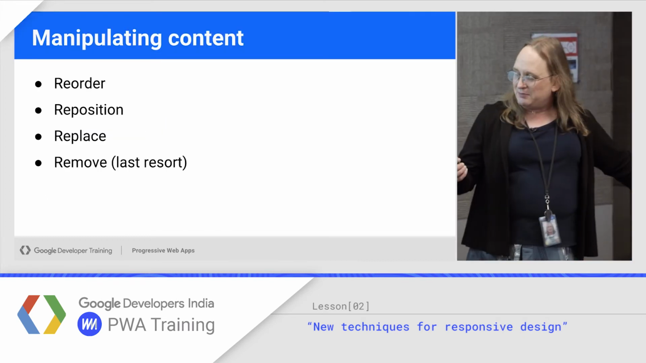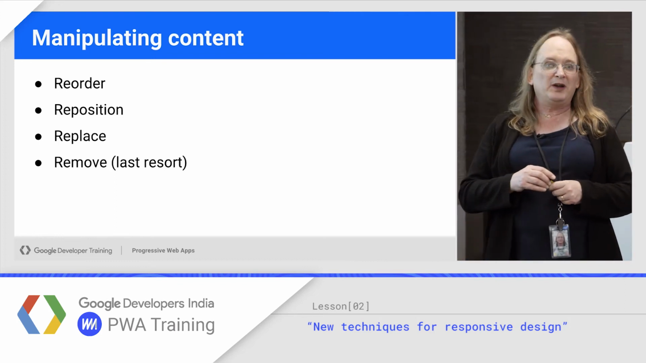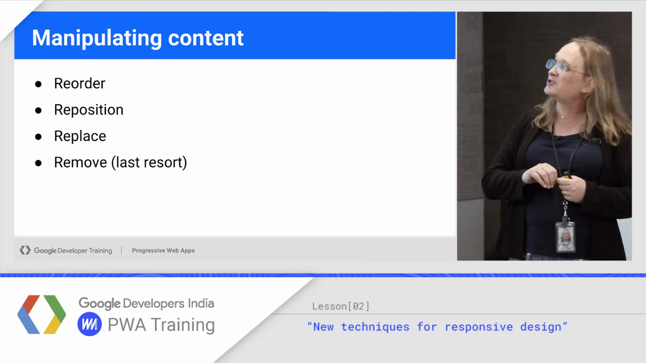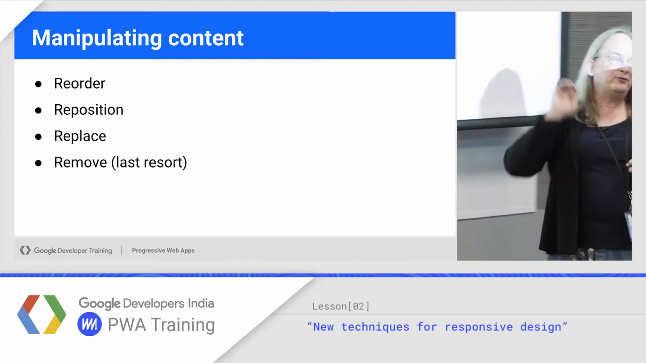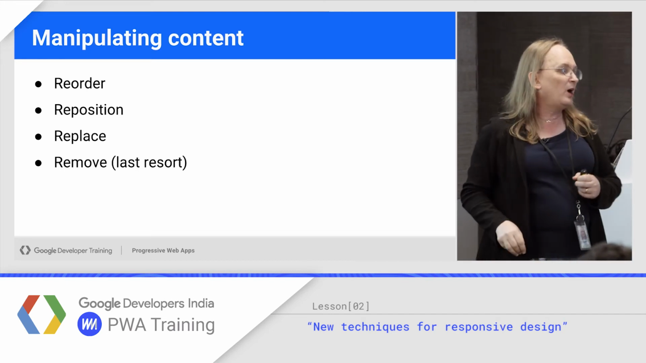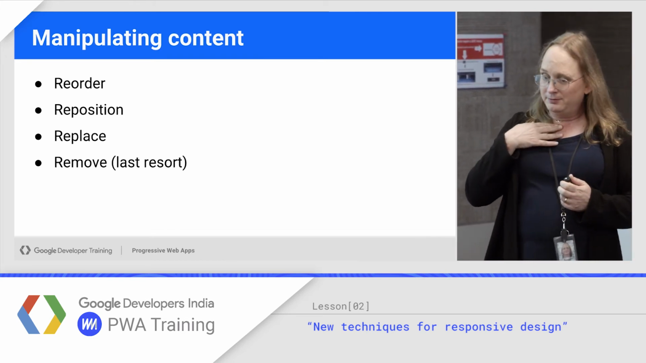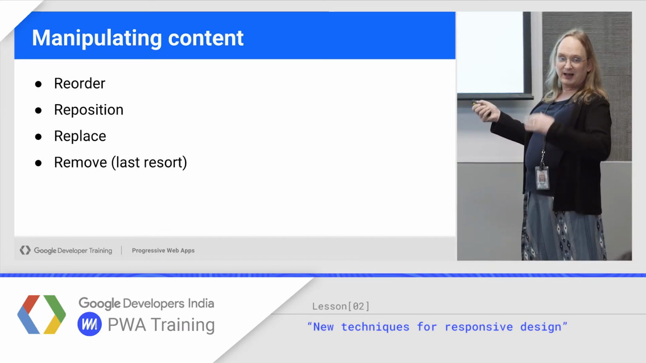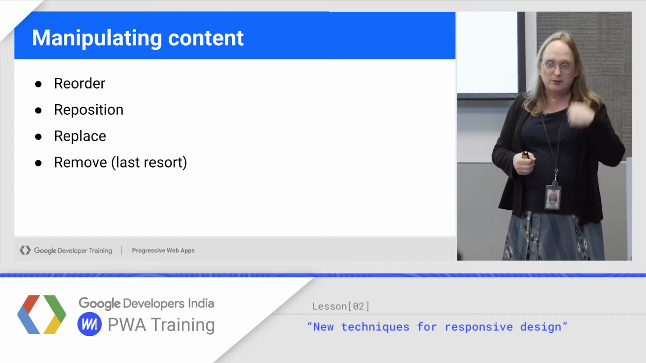So content first, I mentioned briefly the techniques for manipulating the single stream of content. You can reorder things, pick them out of the DOM in one place and put them back in another using JavaScript. You can reposition. You can use float left, float right, position absolute, position relative to pick it out of the flow and put it where you want it. You could replace it. You could swap it out of the DOM and put a new thing in. Or use something like display none for one block and replace it with another one, make that visible, or remove it. But that's really a last resort. You're trying not to remove content.